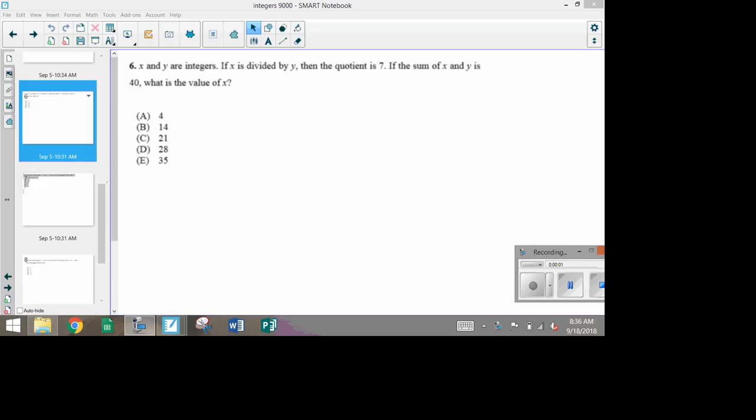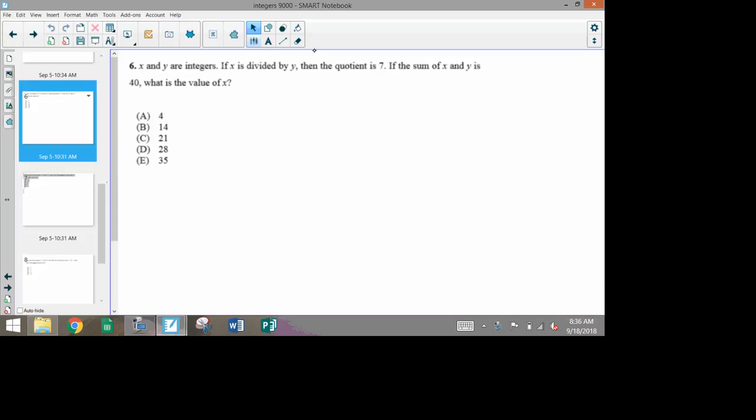x and y are integers, x divided by y, the quotient is 7. Before I do this, I'm going to ask a very hard question: 20 divided by 4. How many times? 5 times. 5 times 4 is equal to 20. We subtract, the remainder is 0.